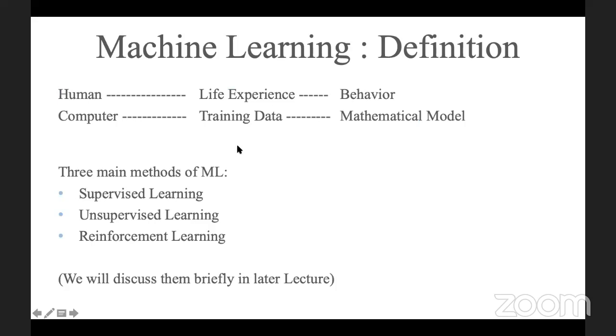Okay, so this is just an analogy. Just as we humans, with life experiences, come to know how to behave or not to behave, this models behavior. Similarly, in a computer, the training data tells the computer how to behave in a certain way. And that is what we call a mathematical model. So a computer, given training data, creates a mathematical model. So what is training data? We will look into that.